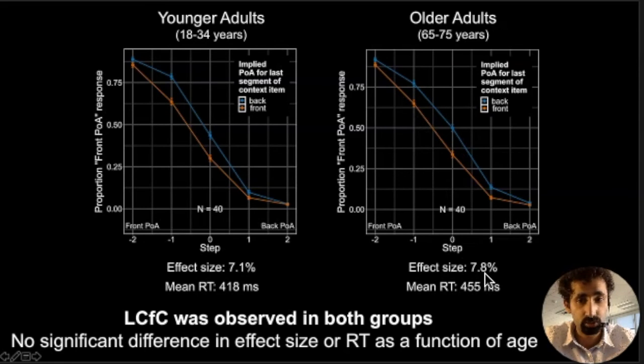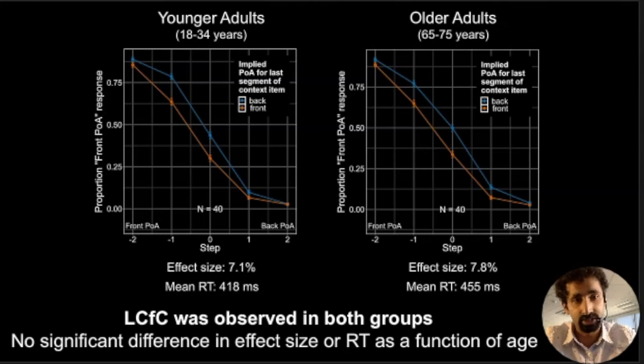The effect was numerically but not statistically larger in the older adults. We also found that older adults were numerically but not statistically slower to respond than their younger peers. So we're really struck by the fact that we're seeing robust LCfC effects in older adults as well. To our knowledge, this is the first time that LCfC has been examined in a sample of older adults, and these findings, I think, therefore speak to the generalizability of the results from our first study.